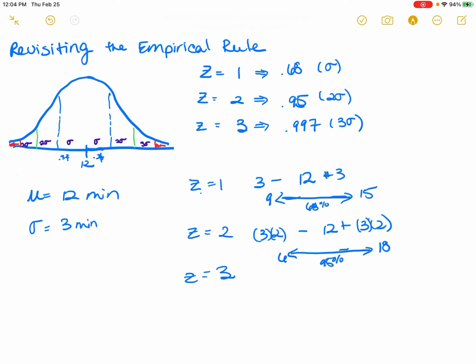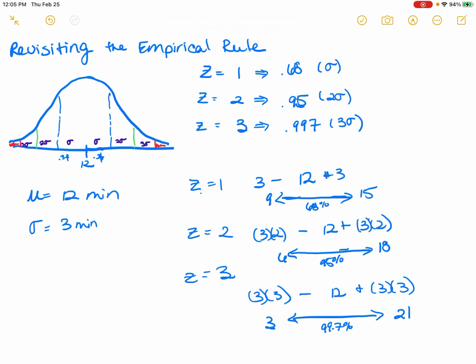This is 95%. And then finally, within 3 standard deviations of the mean, we'll have the 12, which is the mean, and it'll be 3 standard deviations times 3, or subtract 3 standard deviations. So plus or minus 9. So our spread, 99.7% is going to fall within 21, correct? And then subtract 9, between 3 minutes and 21 minutes.